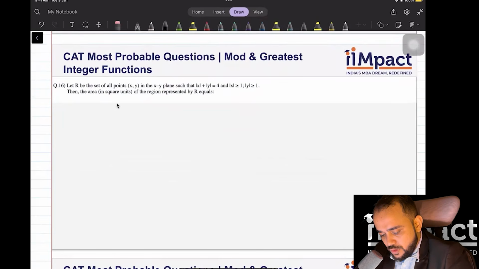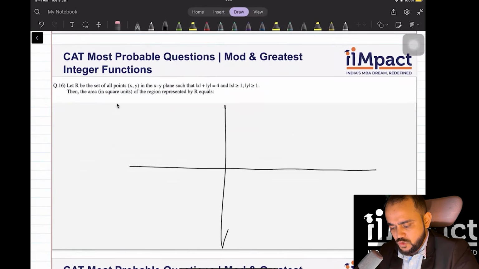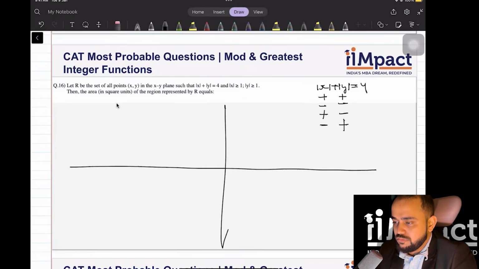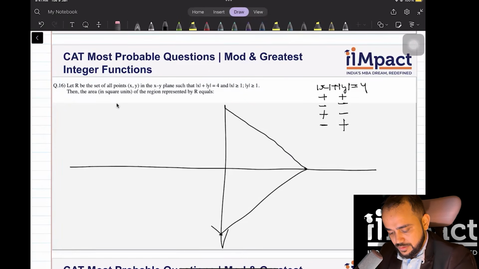All right, let R be the set of the points in the xy plane such that mod x plus mod y is equal to 4, mod x greater than or equal to 1, mod y greater than or equal to 1. So we need to find the area for this. So we will draw the graph. Again, mod x plus mod y is equal to 4. X can open up as plus minus and y can open up as plus minus. So you can have the other combinations as well. So these four combinations are possible, which means that they will make these four lines, which are hitting at minus 4, 4, 4, and minus 4.